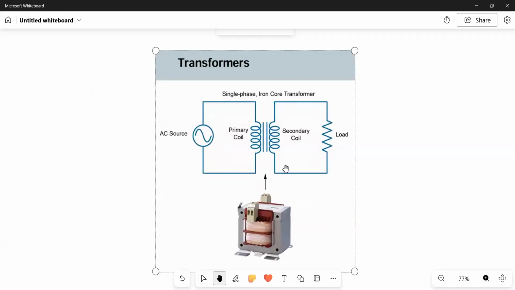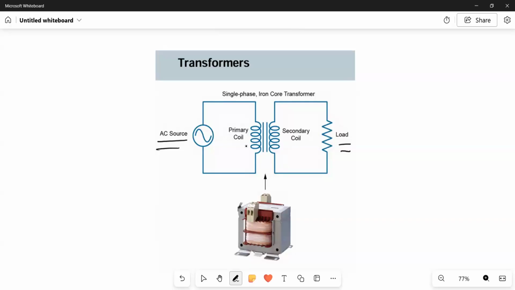Now, transformers, because what it does really, it can take a certain AC voltage and multiply it, right? I think the other page, right? All right, here. A transformer can isolate your AC source from the load. That's one thing it can do, right?